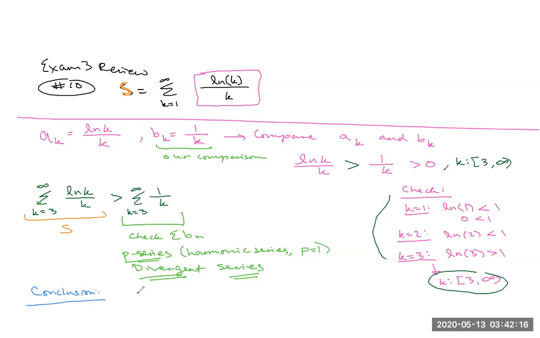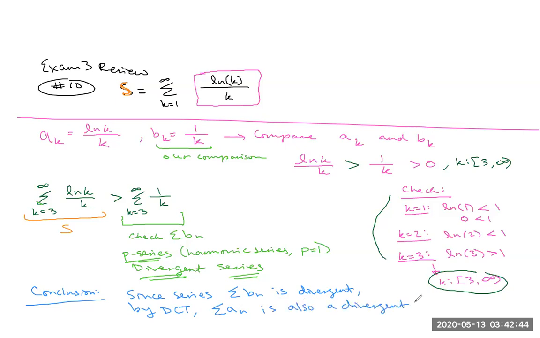Okay, conclusion: since series summation b sub n is divergent by DCT, summation a sub n is also a divergent series. Now, technically, the reason why this works is because series b sub n was less than series a sub n. So you've already shown that part. You don't need to repeat it here.